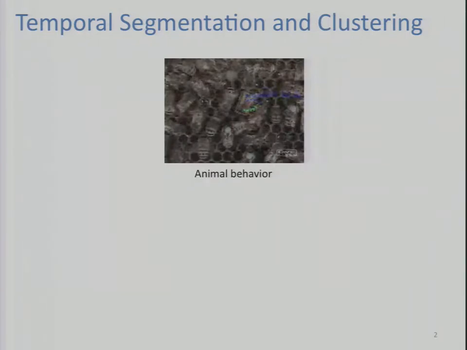For example, here we have a video of honeybees. The bees dance to communicate the distance to the food source, and as you can see, they perform some behavior repeatedly. So what we want to do is to automatically build the taxonomy for those behaviors. Let me explain what I mean by that.